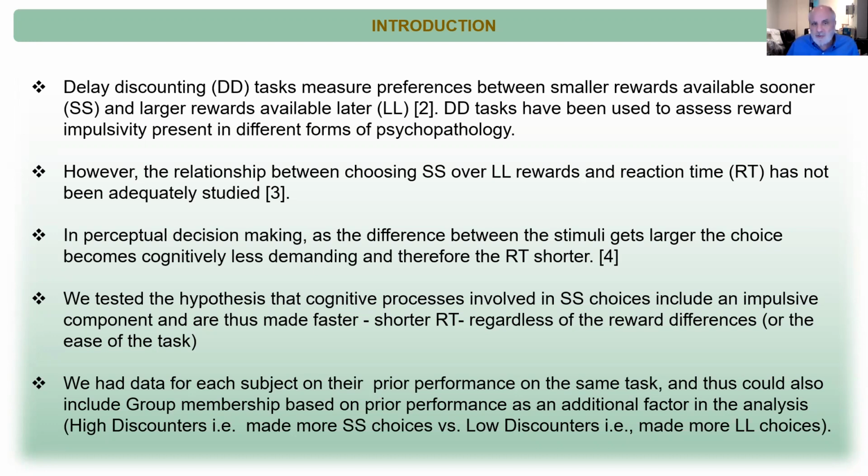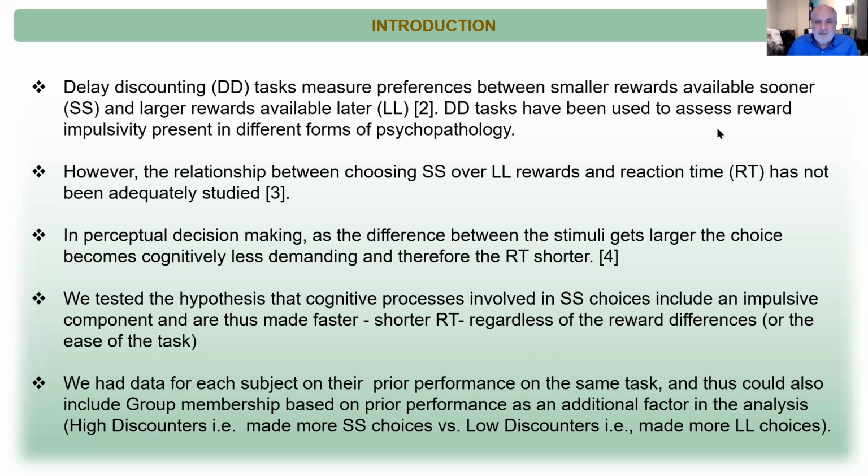However, in perceptual decision-making, we know that as the difference between the stimuli gets larger, the choice becomes cognitively less demanding, and therefore the RT, the reaction time, is shorter. But we tested the hypothesis that that's not true in delay discounting. Rather, cognitive processes involved in SS choices include an impulsive component and are thus made faster, with shorter RT, regardless of the reward differences.